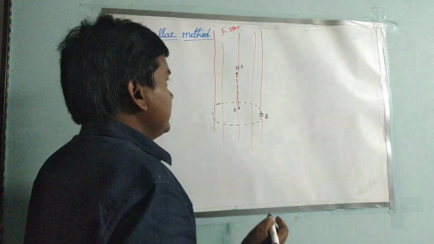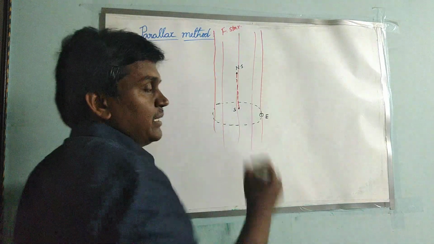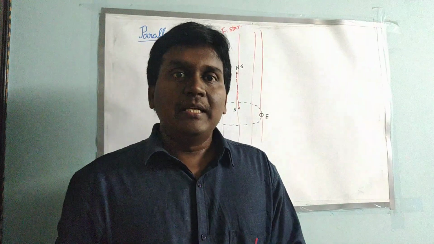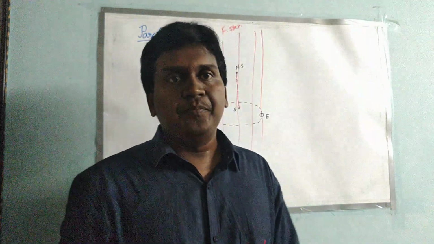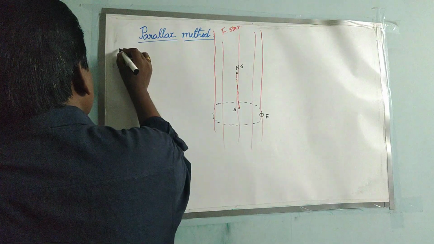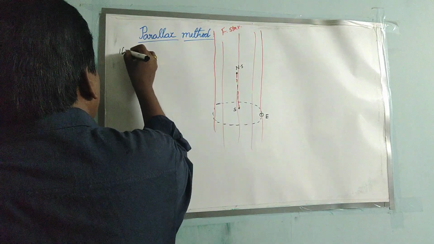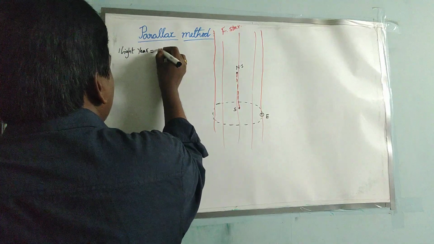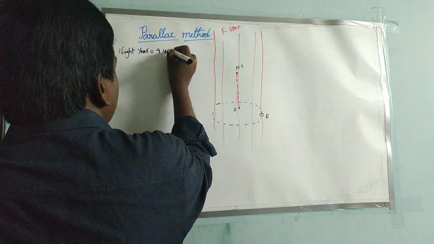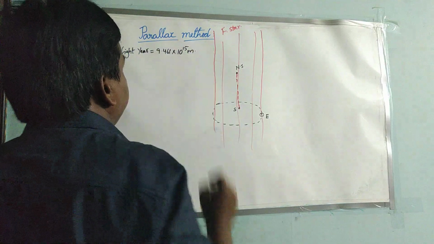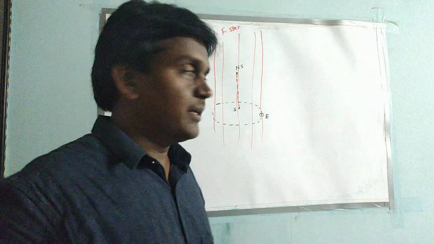So what is a light year? A light year means the distance traveled by light in 1 year, and the value of 1 light year is equal to 9.461 times 10 to the power of 15 meters. So this is the value of 1 light year.